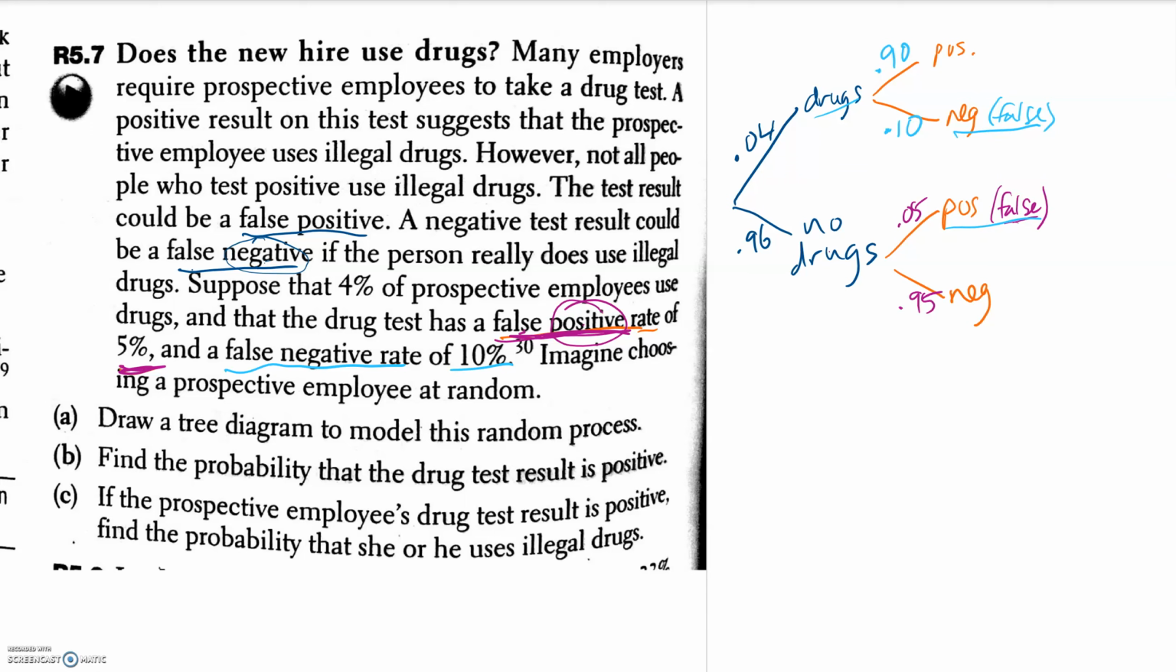All right, so now it's time to go answer some questions. So part A is done. Draw a tree diagram to model this random process.